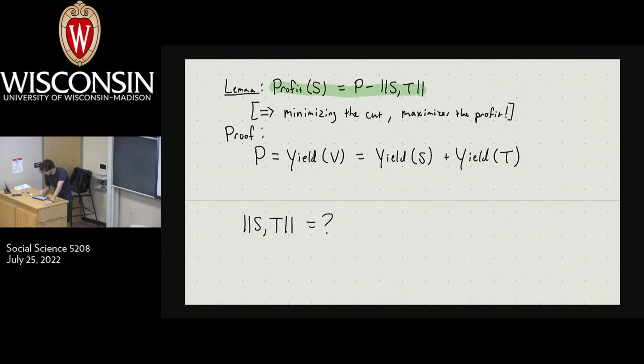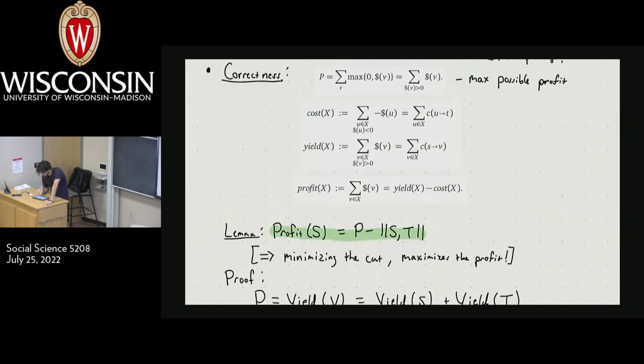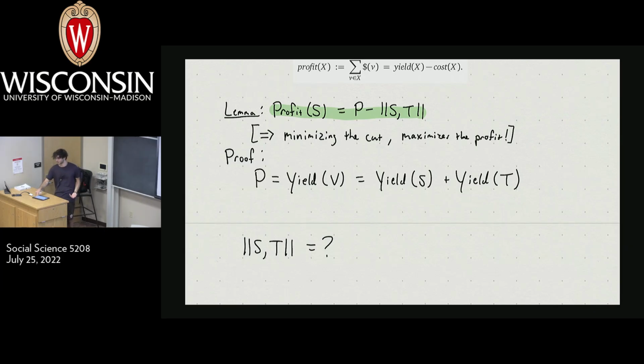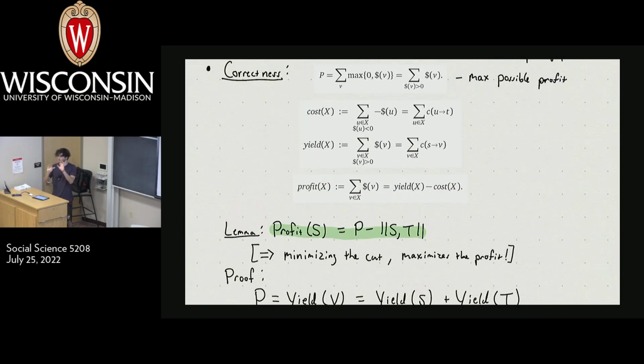So the first thing to notice is that P is the yield of all of V. So over all the vertices, it's the total yield, because by definition, the yield is the sum of all the positive profit things. And now the yield of V, well, this is just the yield of S plus the yield of T, right? So we have a summation, and we've regrouped the terms into one side and the other side.